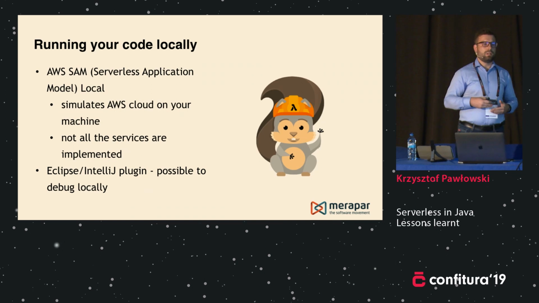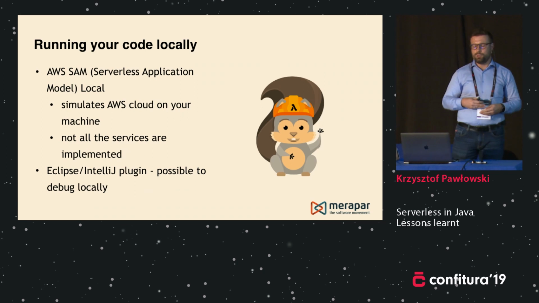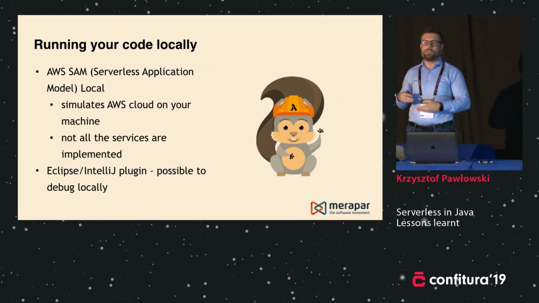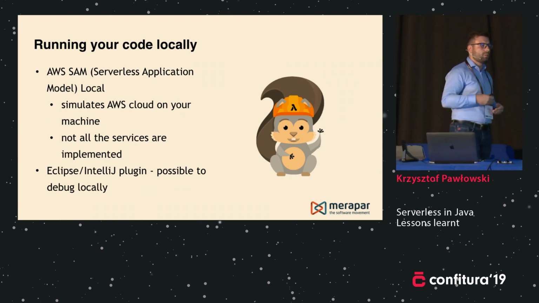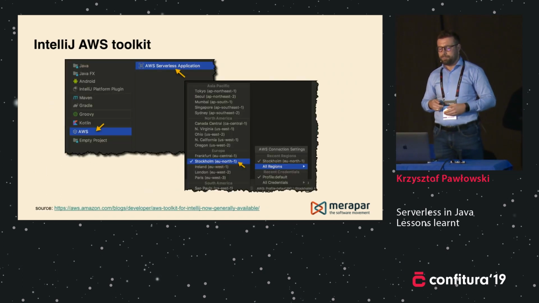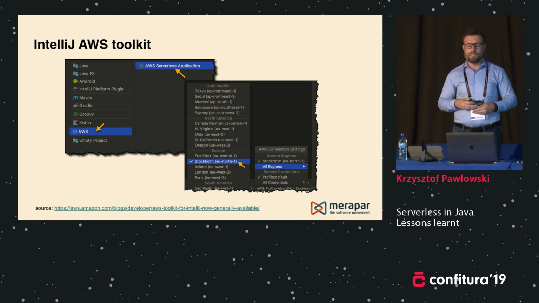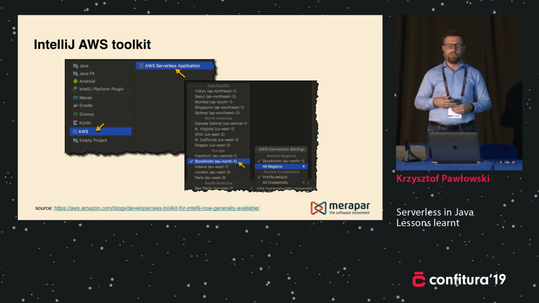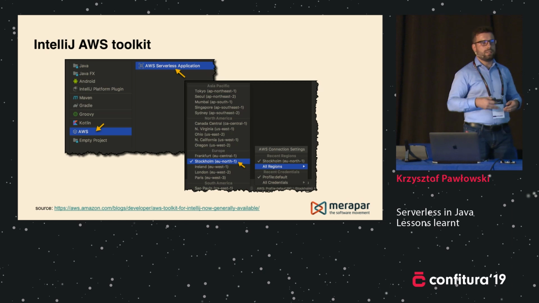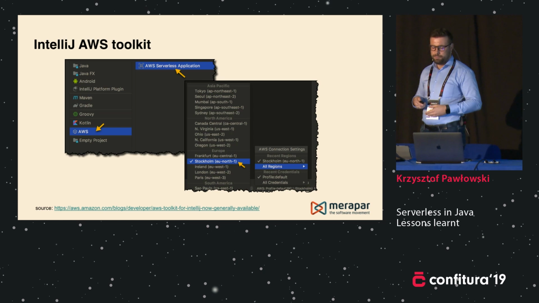Also, recently, AWS released an IntelliJ plugin where you are able to debug your Lambda function locally. There is a Docker container starting with the execution environment, and then you can attach your debugger to this code. So let's have a closer look at this IntelliJ AWS Toolkit. When you install that in your IntelliJ, you have a new project type called AWS Serverless Application. You can choose the region where you would like to test your solution, so you can actually deploy it on the cloud later on.